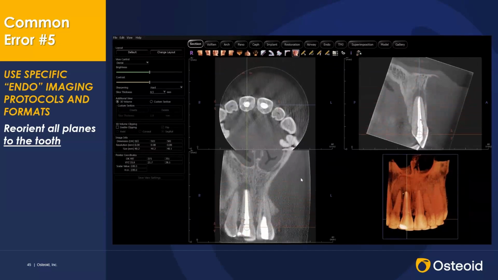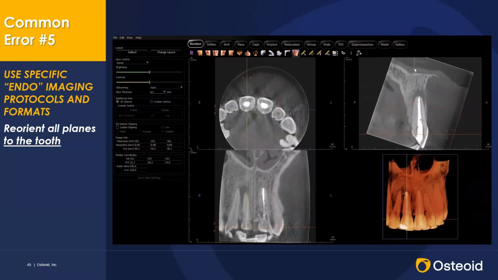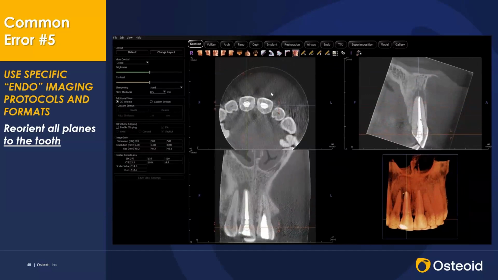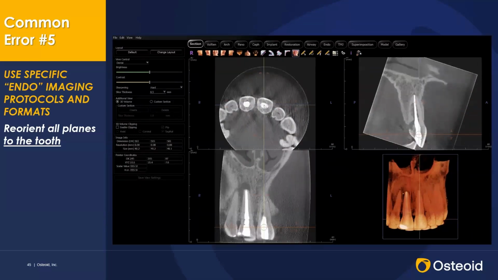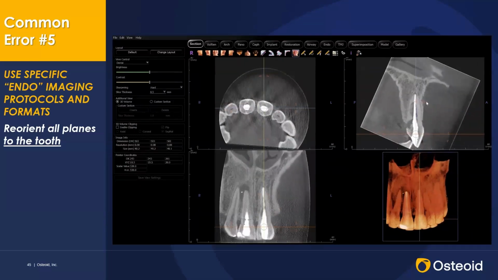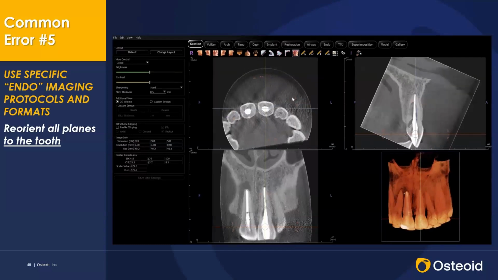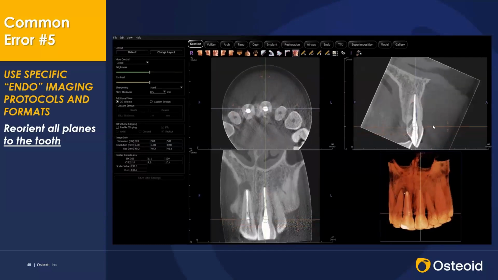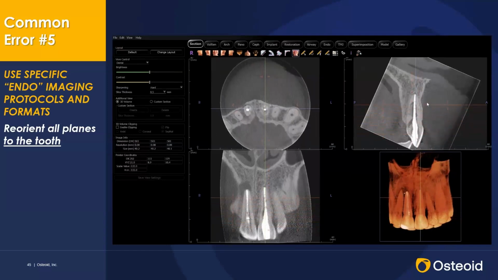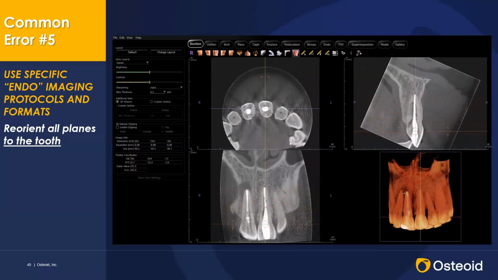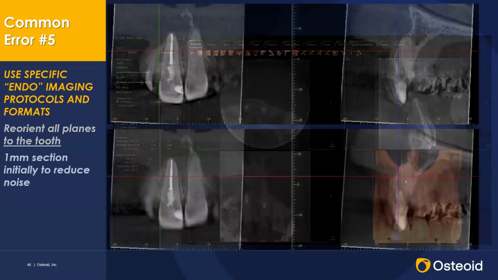The first plane is usually the sagittal plane. We'll adjust the coronal plane such that the midline goes straight through the tooth, and then finally adjust it. And we can see here that tooth number 9 is actually worse than tooth number 8, with an external root resorption extending all the way down into the apical third of the root. So the first endo-specific protocol is always reorient the plane to the tooth.